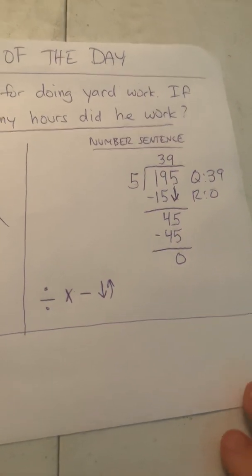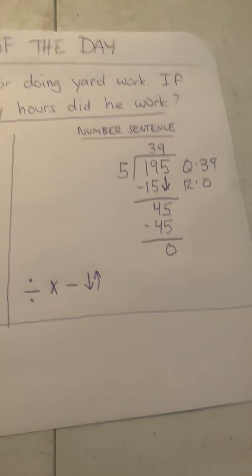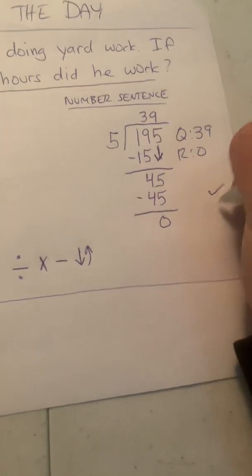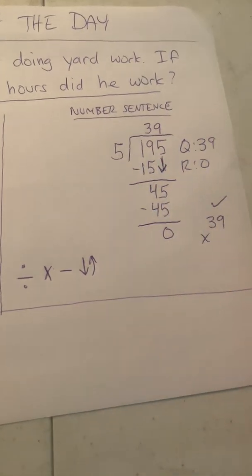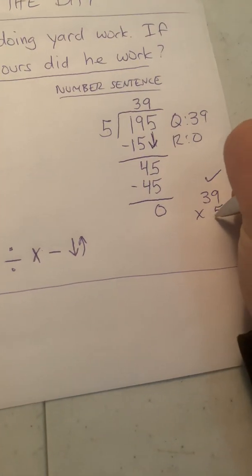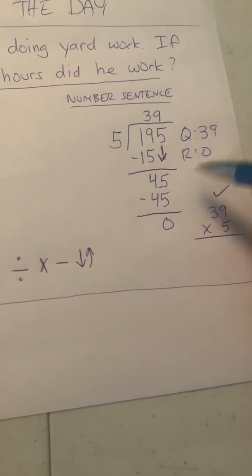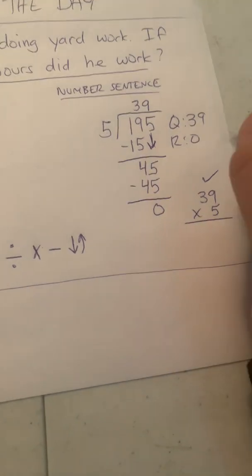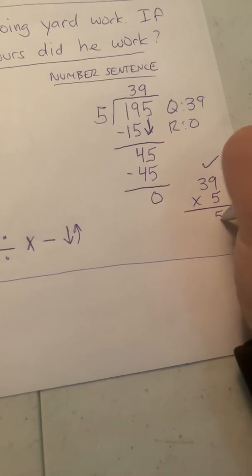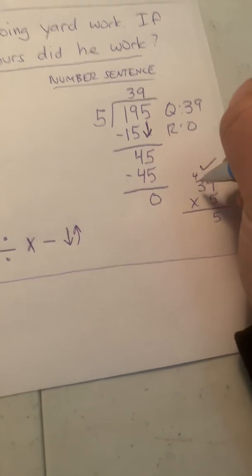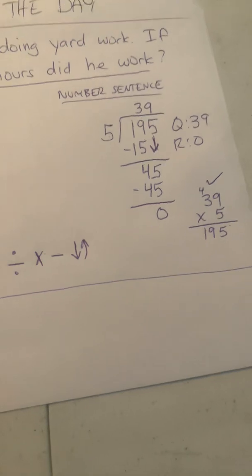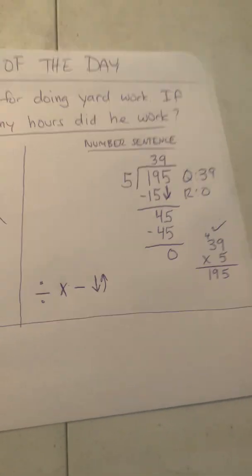Now, before I know that's the right answer for sure, I'm going to check my work. I'm going to take my quotient, and I'm going to multiply it by my divisor. And when I do 39 times 5, I should get 195. So 9 times 5 is 45. Carry the 4. 5 times 3 is 15, plus 4 more, which is 19. There we go. So I know for sure I'm right.